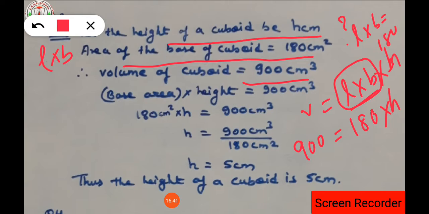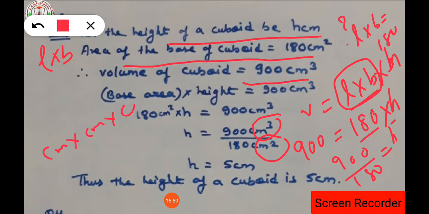Now what do we have to do? We have to find the value of H, that means 180 will come in the denominator of 900. So 900 upon 180 is equal to H. Here one is in centimeter cube, another one is in centimeter square. So centimeter cube means centimeter into centimeter into centimeter, and centimeter square means centimeter into centimeter. So 2 centimeters from the numerator and denominator will get cancelled. Only 1 centimeter is left, that is for height.